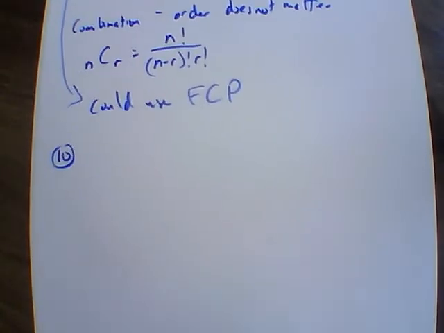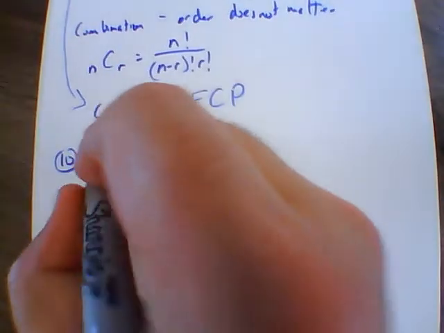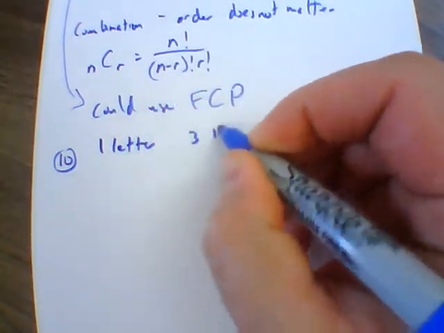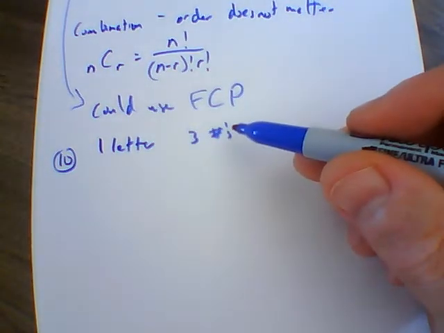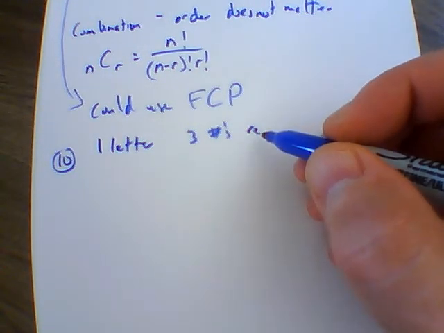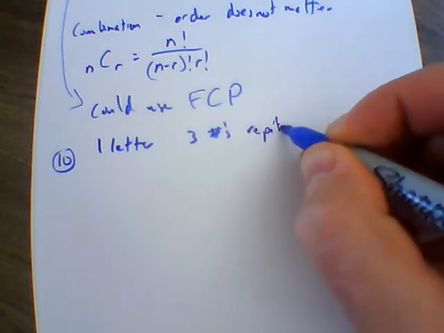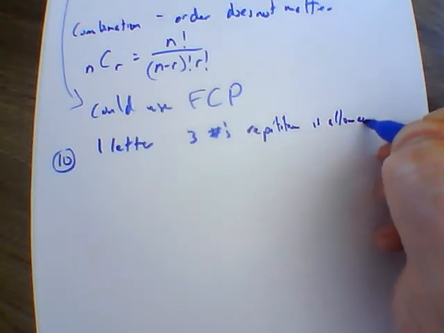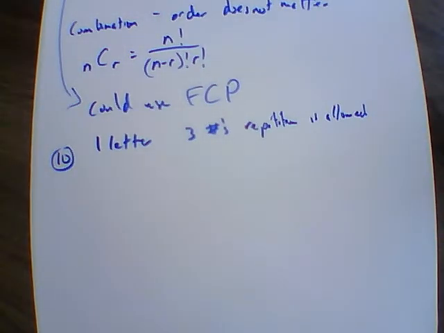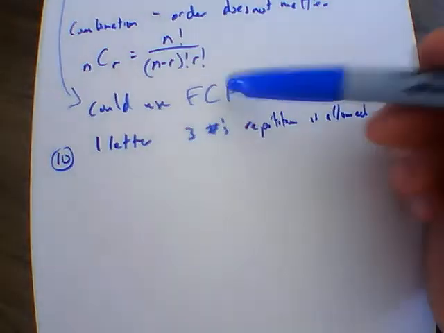Okay, so number 10 tells us that to create an entry code for a push button door lock, you need to first choose a letter and then 3 single-digit numbers. How many different entry codes can you create? We have a letter selection, so we have 1 letter and then 3 numbers. One of the things here is it did not say we cannot repeat our numbers. So repetition is allowed. If repetition is allowed, you have to use the fundamental counting principle.